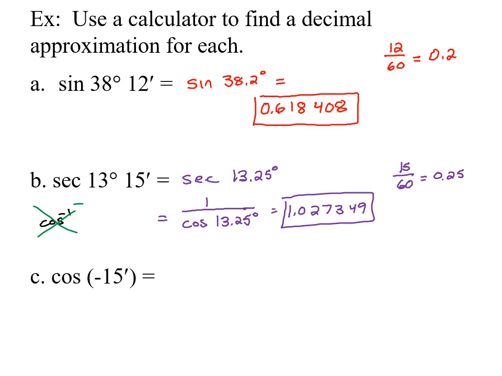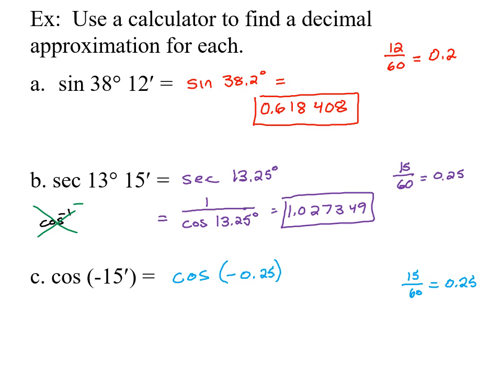And then the third one, cosine, this is just -15 minutes. So we actually have 0 degrees and 15 minutes here. The 15 is just like on part B. The 15 divided by 60 is still 0.25. So this is really asking what is cosine of -0.25. That one's pretty straightforward to type in.